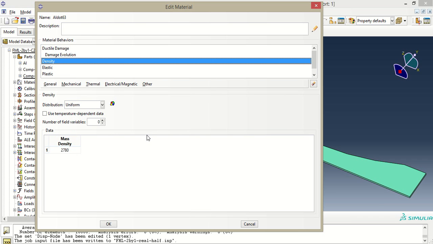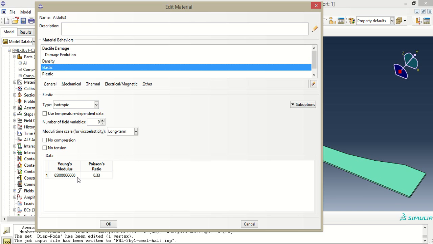Density usually is not required in the analysis, but we usually include density to obtain the stable time increment, because this is the explicit analysis, and explicit analysis is an incremental analysis and requires a stable time increment. So the stable time increment depends upon density and modulus of elasticity. Only due to that, it is included. Otherwise, if you run this corresponding model in Abaqus Standard, you don't require material density.